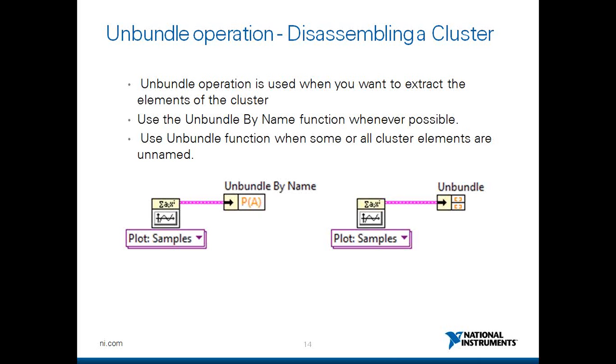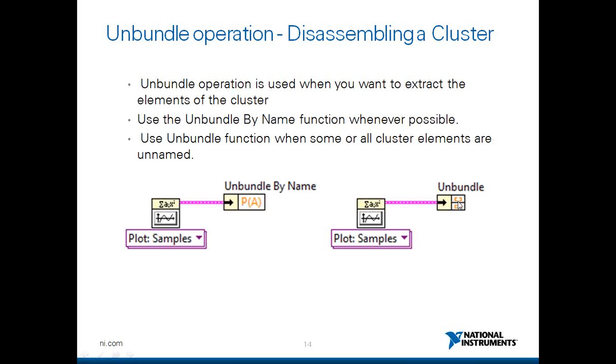Unbundle operation, as the name suggests, is meant for when you want to extract individual elements of your cluster. So your cluster, say, has 3 different elements of 3 different data types. If you want to extract them individually, then you will use something called an unbundle operation. Now, unbundle operation again comes in 2 types. There's unbundle by name and there's just unbundle. So like you can see in this picture, when you say unbundle by name, the name associated with that element inside the cluster will be displayed right here. If you choose not to unbundle by name, just the data type will be displayed here.